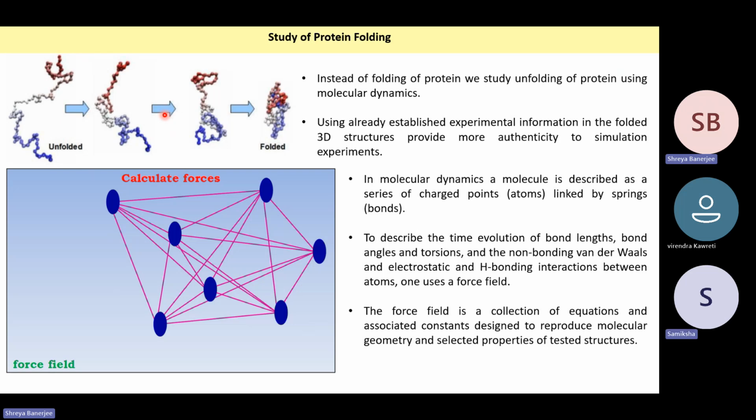So when chloroform is solvating a protein, it will create a kind of solvation shell, right? So we will give a force field that will mimic that solvation environment of chloroform.